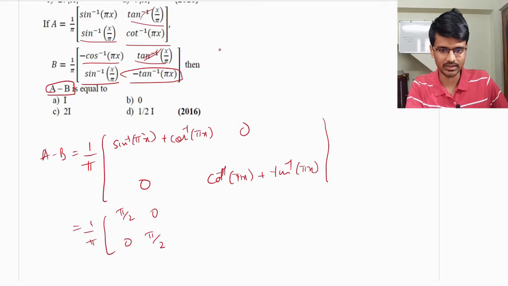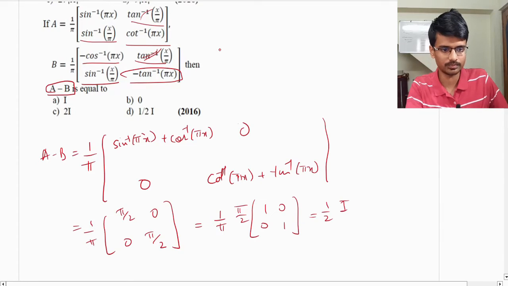So this is a matrix. Remember, this is a matrix, not a determinant. From this matrix, I can take pi by 2 common. What do I get? I get the identity matrix. Pi gets cancelled. I get 1 by 2 I. So the correct answer is option D.